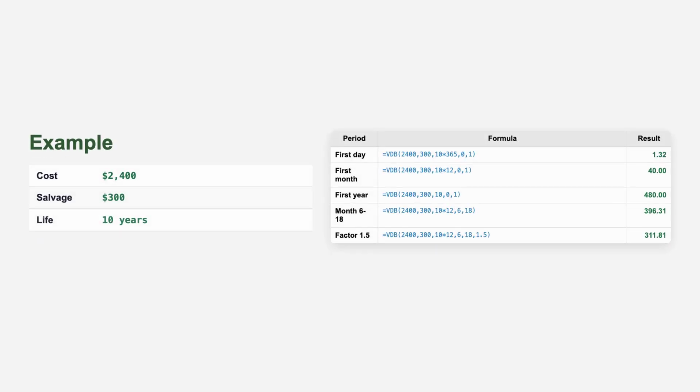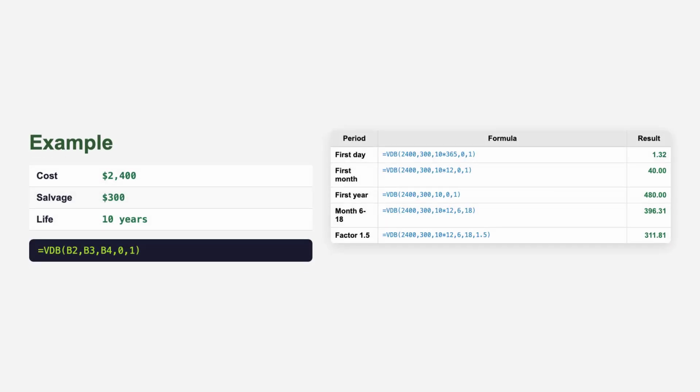Let's look at several examples using an asset that costs $2,400 with a salvage value of $300 and a 10-year life. VDB can calculate depreciation for a single day, returning $1.32. For the first month, it returns $40. For the entire first year, it returns $480. You can also calculate months 6 through 18, which gives $396.31. And with a factor of 1.5, that same period gives $311.81.